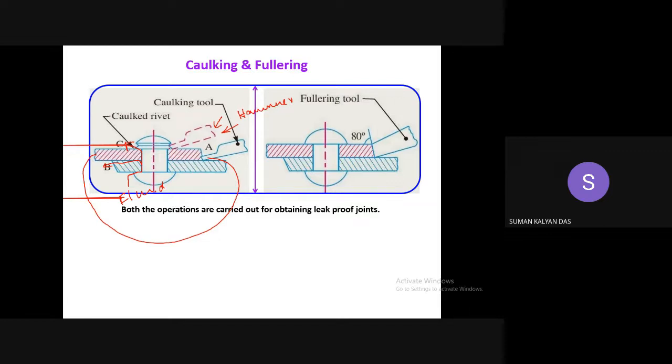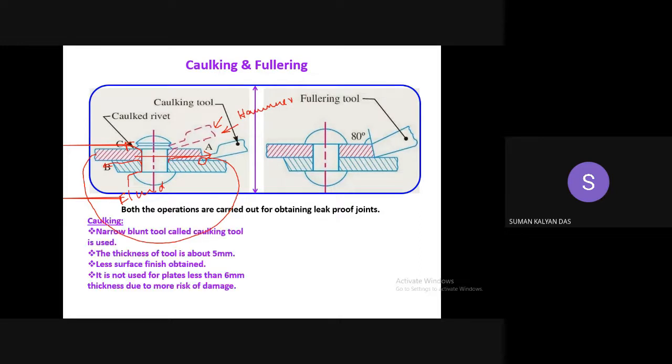So how am I achieving leak proofness? By hammering with this caulking tool. By hammering, I close down the head on the plate surface below, so there is absolutely no chance of leakage of fluid through this side. Subsequently, I also have to hammer this side, as I was talking about. By hammering these edges, this side will also get the necessary leak-proof tightness such that the fluid cannot escape. So this is the philosophy of the caulking operation.